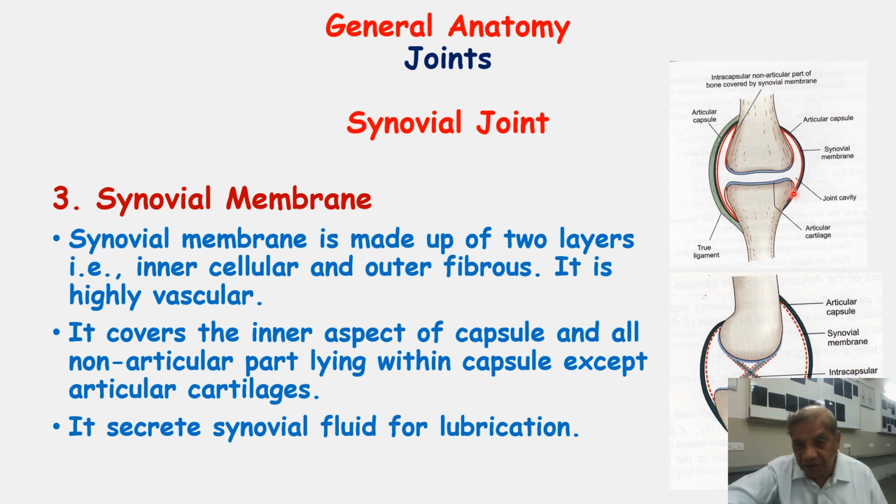So what parts of the joint are covered by the synovial membrane? It is the inner aspect of the fibrous capsule, and the parts of the bone which are within the capsule, the intra-articular part, but it doesn't cover the hyaline cartilage. Because the cartilages come in contact with each other and movements take place between the two bones at the cartilage itself, that's why it is not covered. So you should remember which parts of the joint are covered by the synovial membrane and which are not.